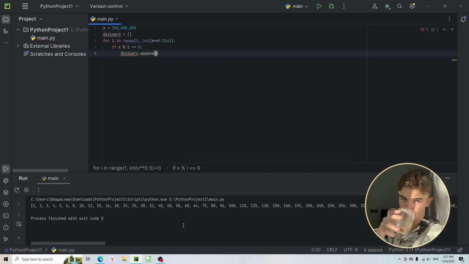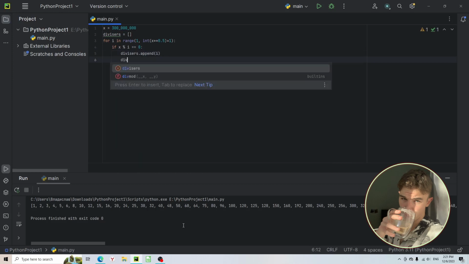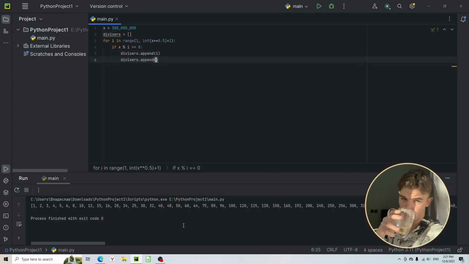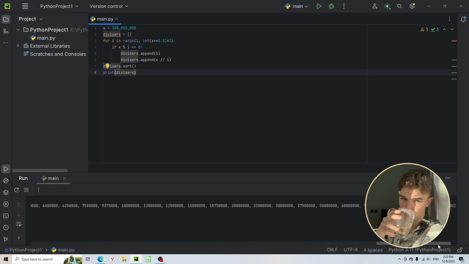divisors.append(i) and divisors.append(x // i). Then divisors.sort(), and print(divisors). Okay, let's play, and we can see all divisors of this number.